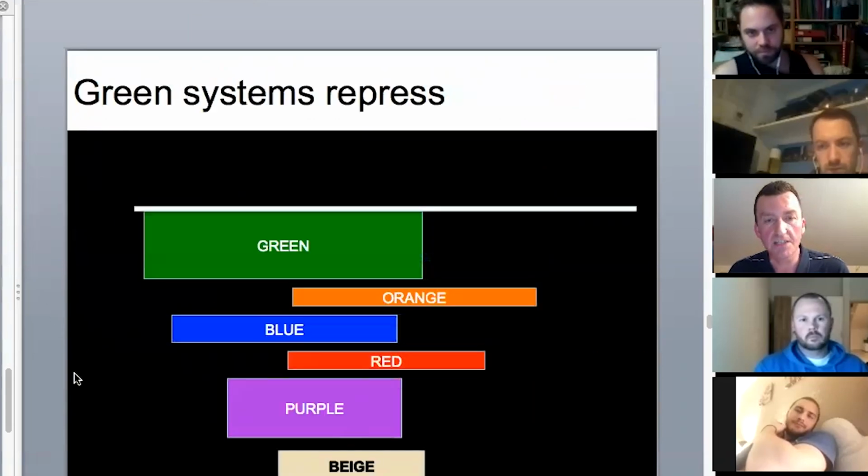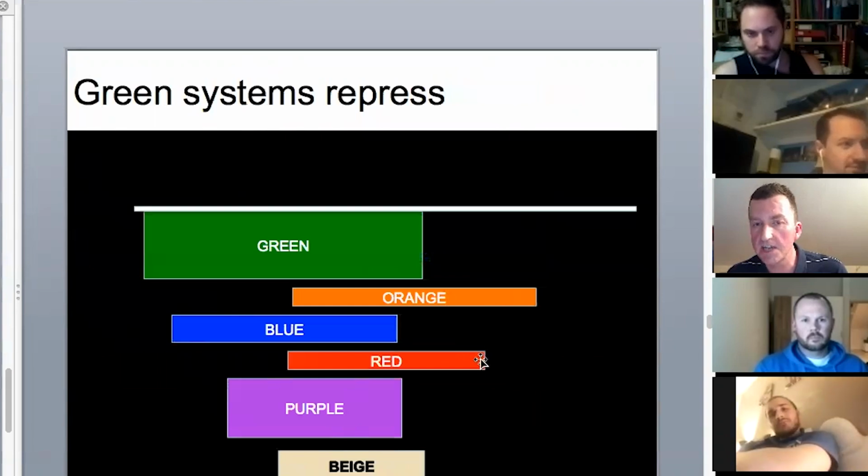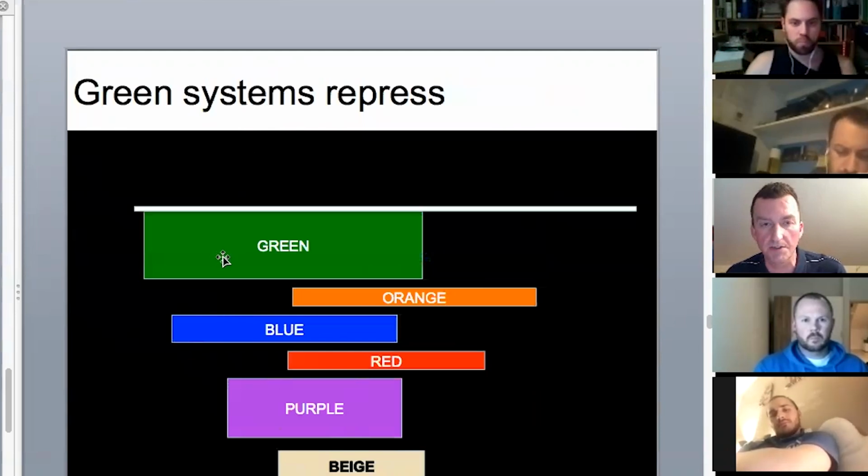So green systems, as I've been mentioning, green systems repress these other levels. So you find people who have hung around a lot in green systems, they tend to squeeze out orange, they squeeze out red power. So you can see these two tend to be more masculine flavored levels. These ones are more feminine flavored. So you tend to get, at Findhorn, the people I've tested with spiral dynamics, get loads of heavy green, a bit of blue, and then loads of purple as well.